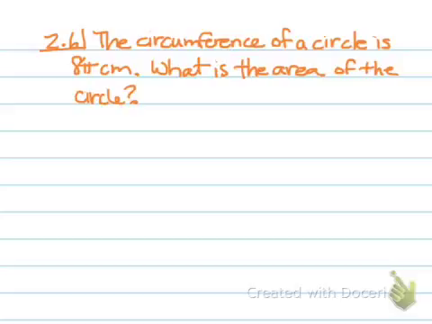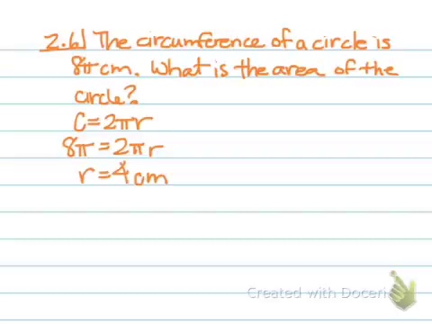We'll do another problem. The circumference of a circle is 8 pi centimeters. What is the area of the circle? So now we're going the other way, circumference. So we know circumference is equal to 2 pi r. And from the problem, we have a circle that has an 8 pi circumference. So 8 pi is equal to 2 pi r. If we divide both sides by 2 pi, we get 4. So the radius is 4 centimeters.